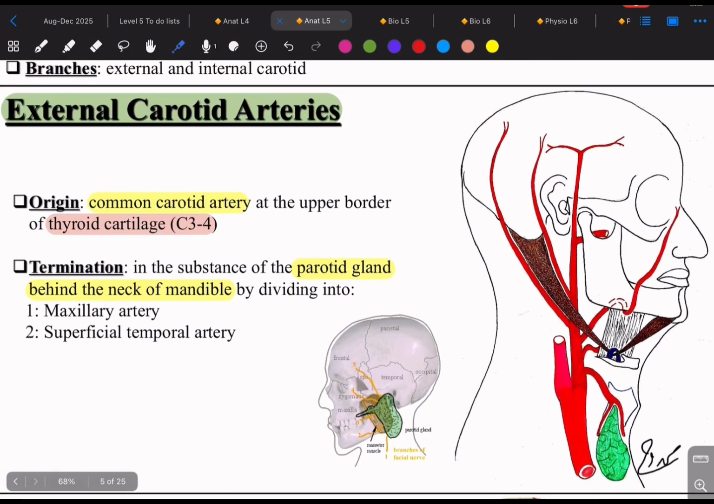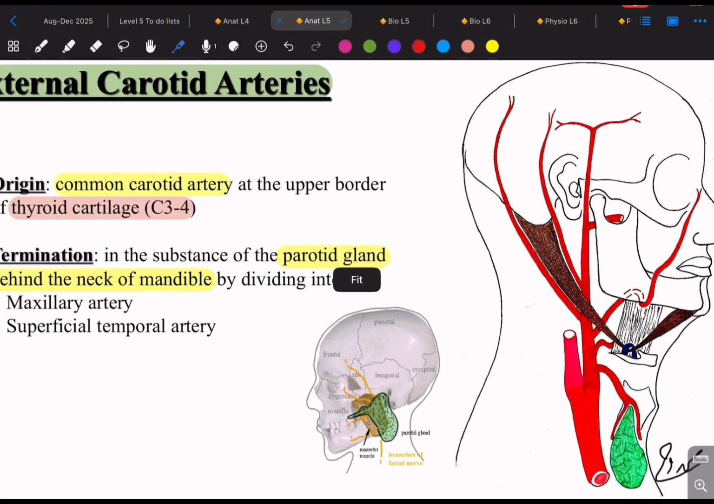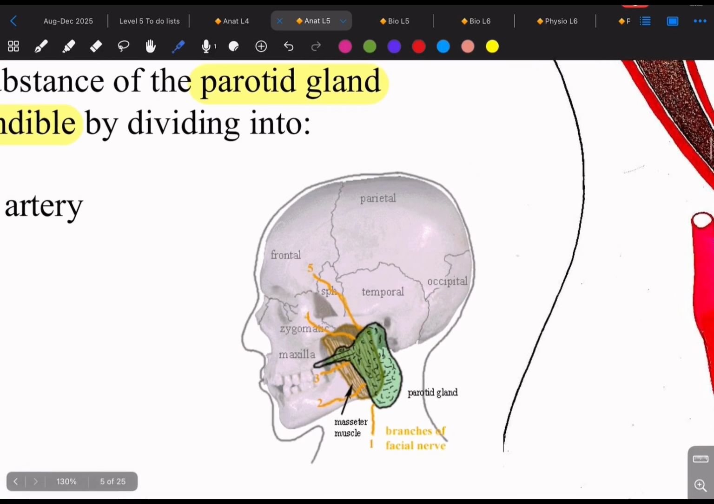What about the termination? Where does the external carotid artery divide or terminate? It divides in the parotid gland. Where is this parotid gland actually? What is it? The parotid gland is this gland in green, okay? This is the salivary gland. It releases saliva.